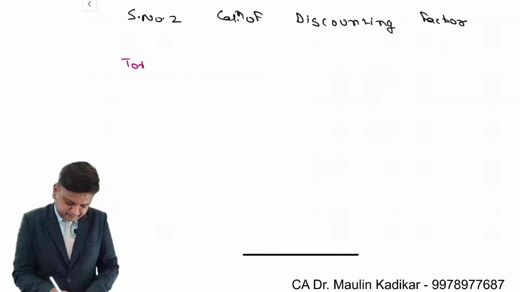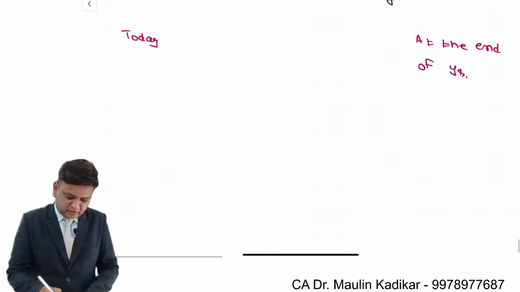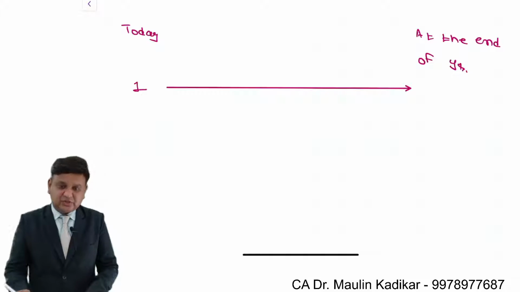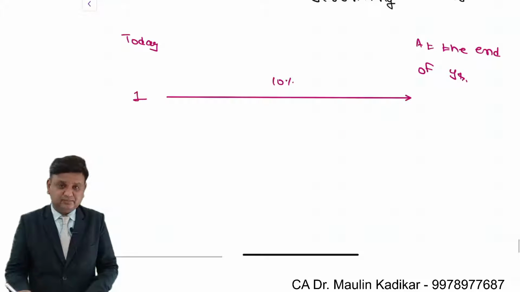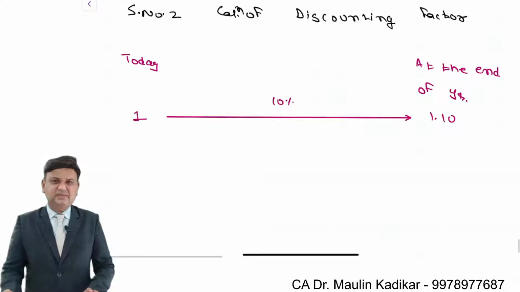Today and at the end of the year. Today, if we invest 1 rupee, then at the end of the year, what will be the maturity amount of deposit if the rate of interest is 10%? The answer will be 1 rupee 10 paise. It is very simple to find like this.